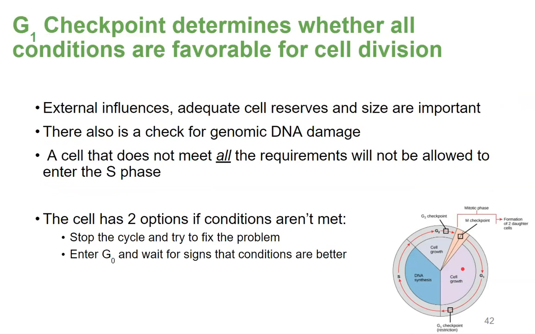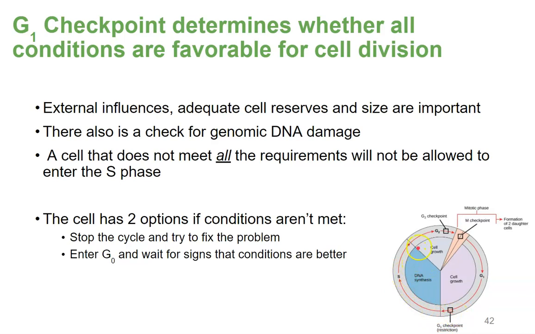The G1 checkpoint determines if the conditions are favorable for cell division. So if the conditions are not favorable, what's going to happen? We just talked about it. It's going to enter G0 phase, right? So if there's bad conditions, we're not getting the nutrients that we need, we'll enter G0 phase. Okay, so if the G1 checkpoint is good and the cell meets all the requirements, it'll move on to the S phase where the DNA is synthesized.